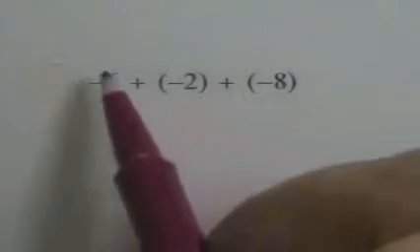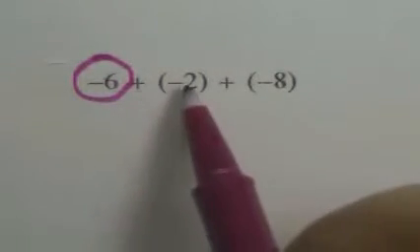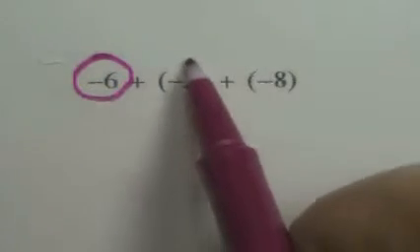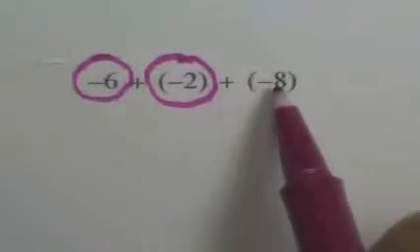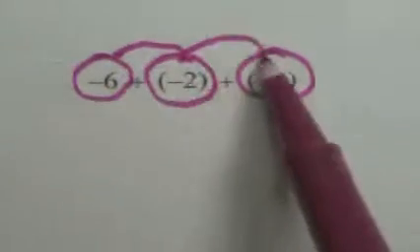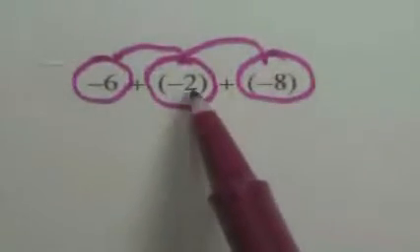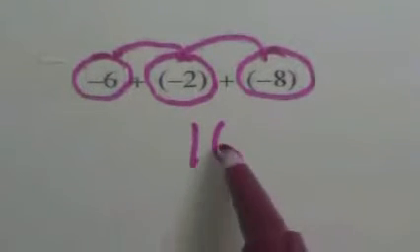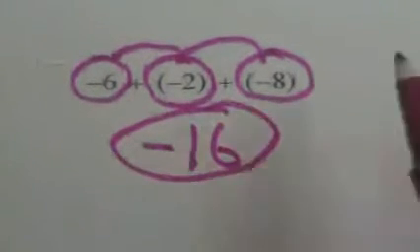Okay, let's see. No double negatives. That's a negative. Now again, this is a negative. And negative 2. And 2 boys. And 8 boys. So they're all negative. So we just add them together. 6 and 2 is 8. And 8 and 8 is 16. There's a total of 16 boys.